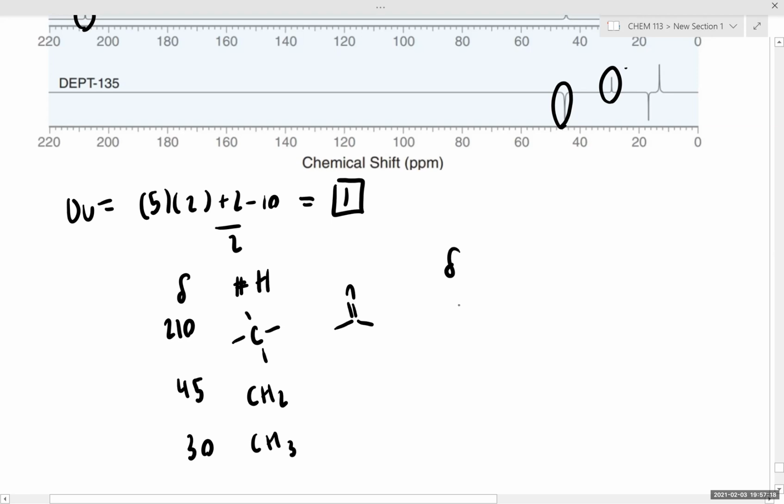Okay, the next one, we have a signal at around 18 parts per million. It's a negative signal. So what does that tell us? That there is a CH2. Yep, exactly right. And then finally, something at 10, positive signal. So what does that tell us? That there is another CH2. No, CH3, my bad. CH3.